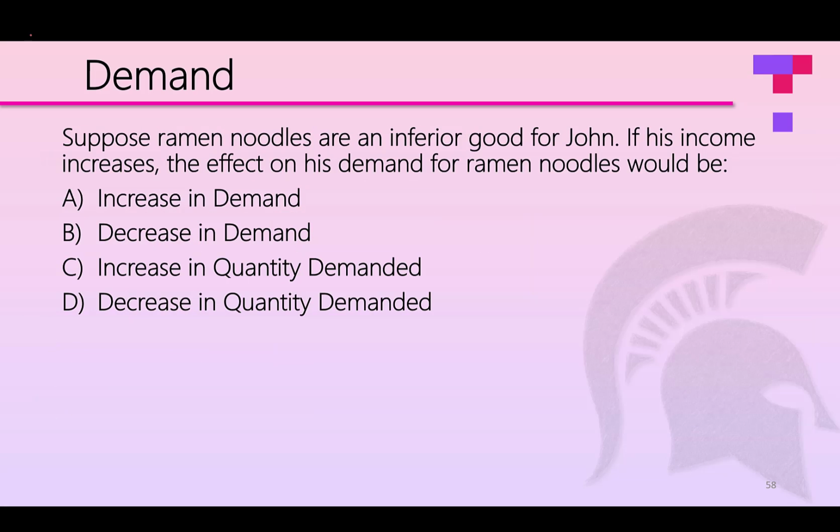The last question says, suppose ramen noodles are an inferior good for John. If his income increases, the effect on his demand for ramen noodles would be. The answer here is B, a decrease in demand. So if you remember, for an inferior good, when income increases, quantity decreases. When income decreases, quantity increases.